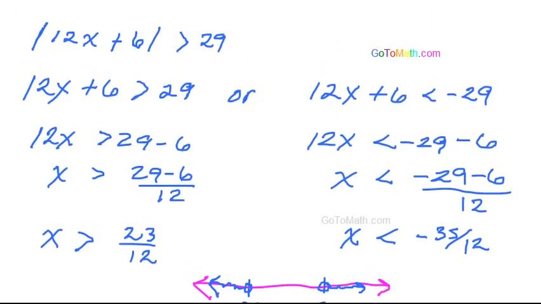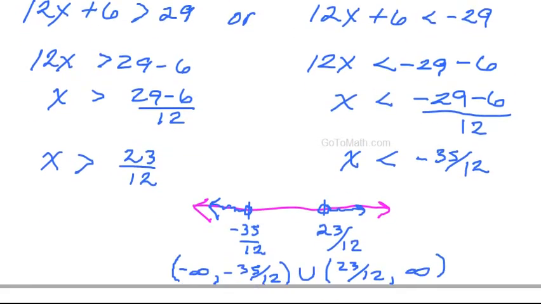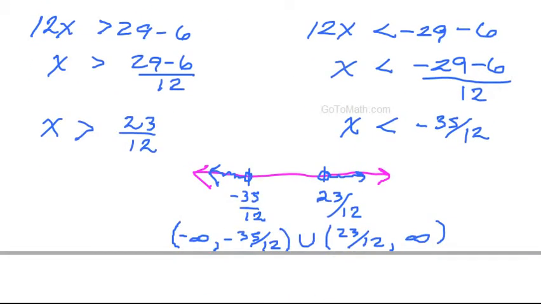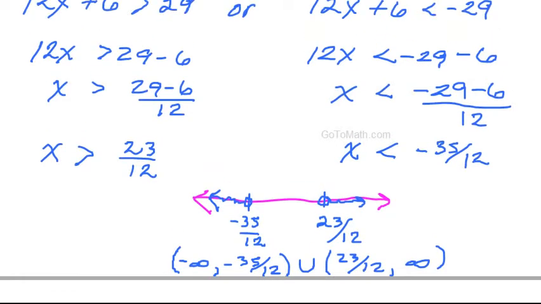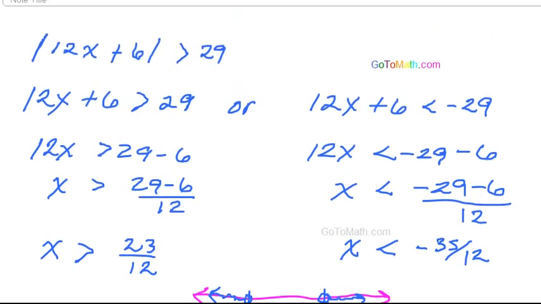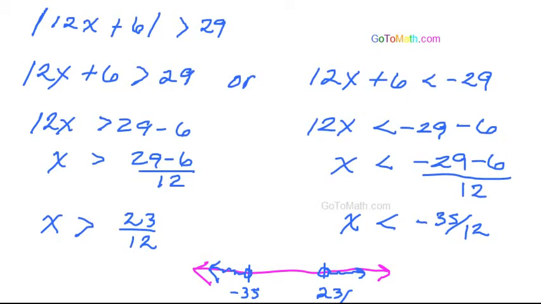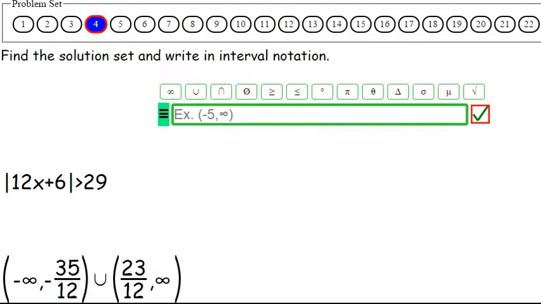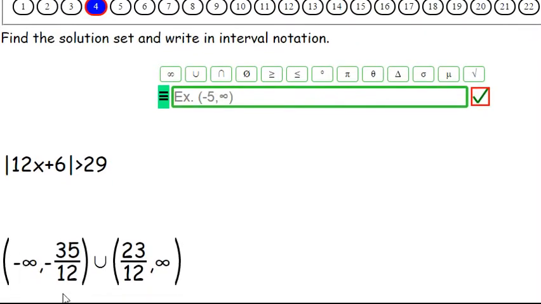You can always check these things. Pick some numbers that aren't in this interval and plug them into the original, and it should be false. Otherwise something's fishy. Okay, so there you go. Let's try to remember all that. Negative infinity, negative 35 over 12, union 23 over 12 to infinity.